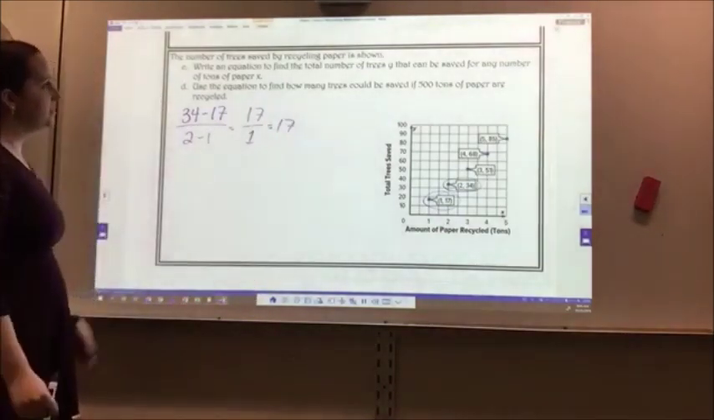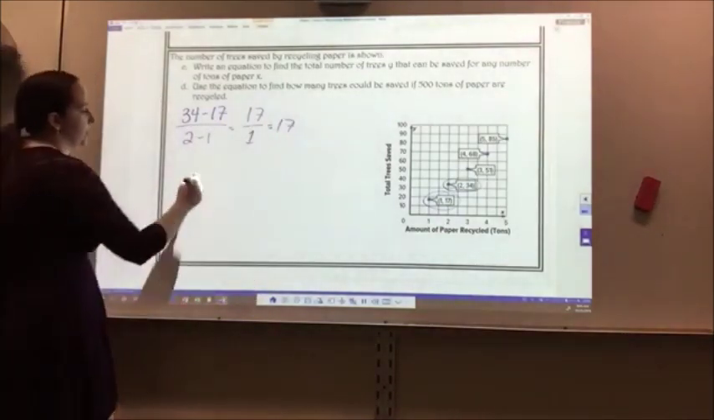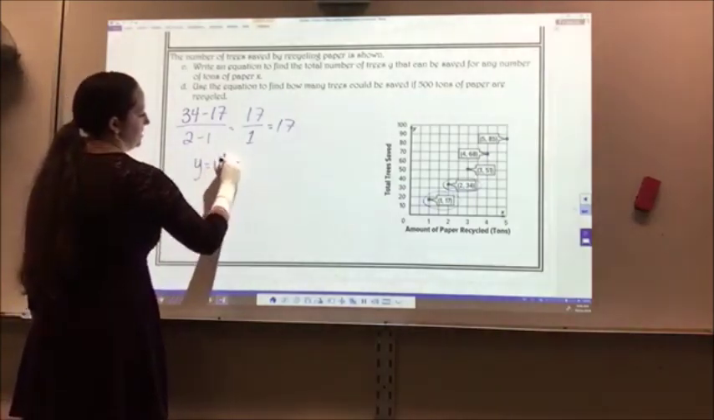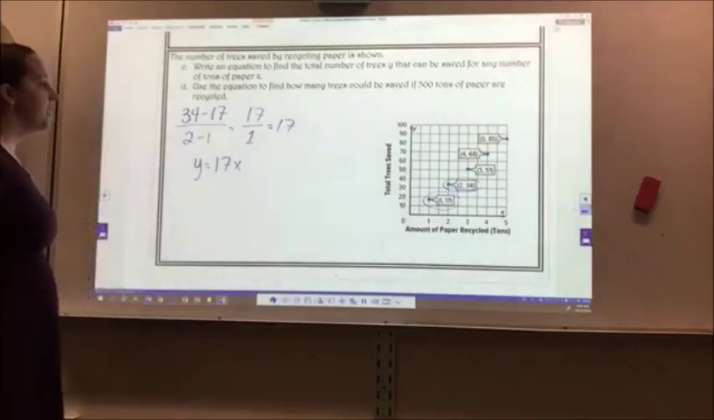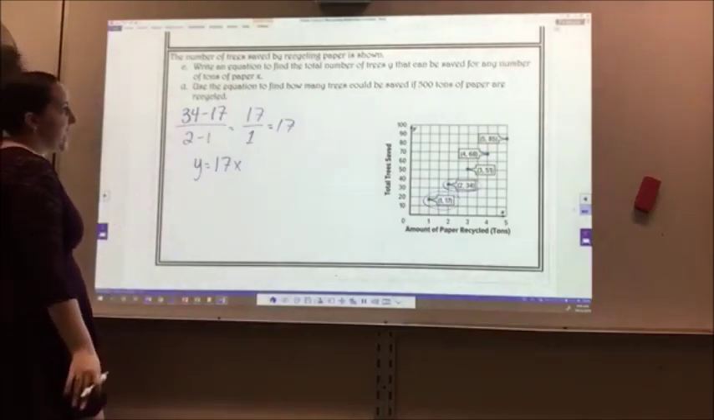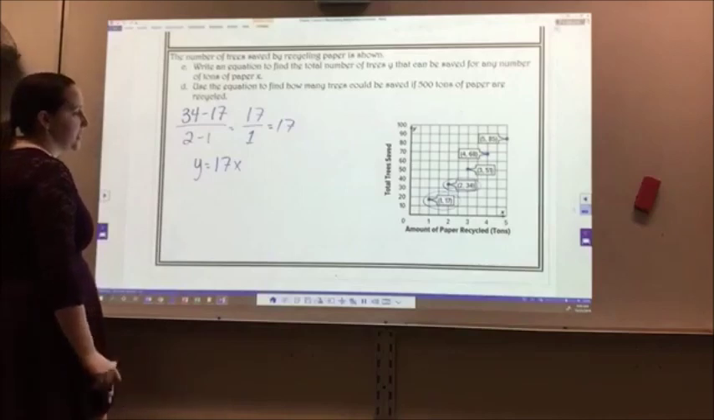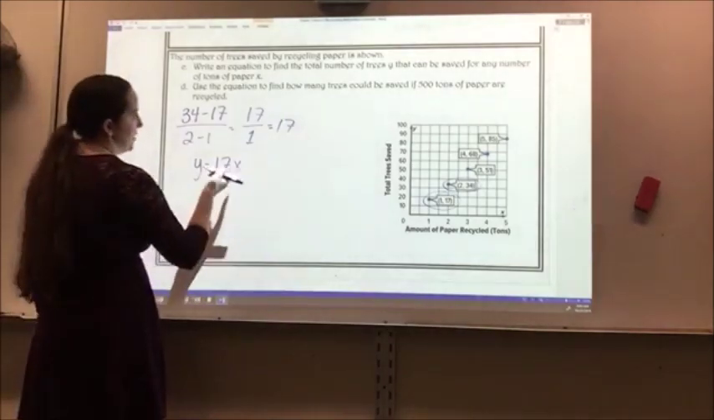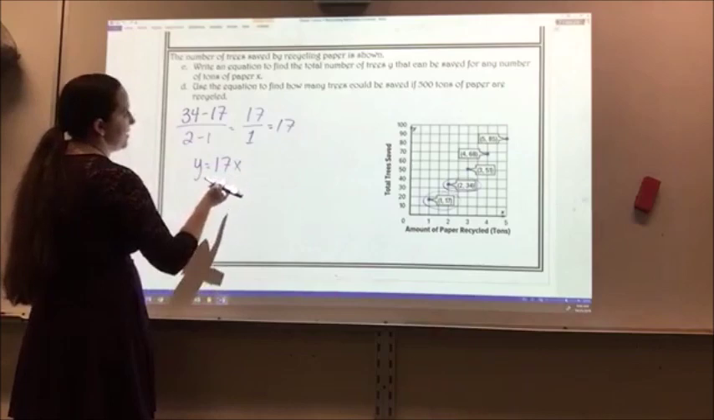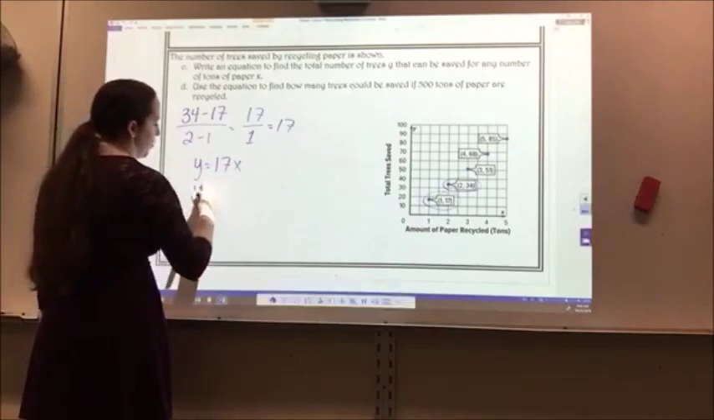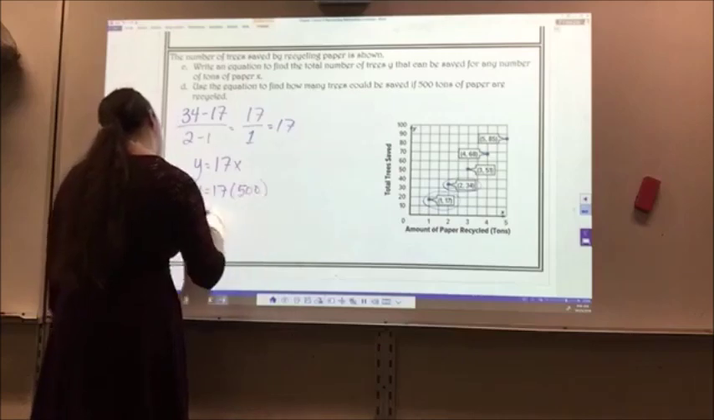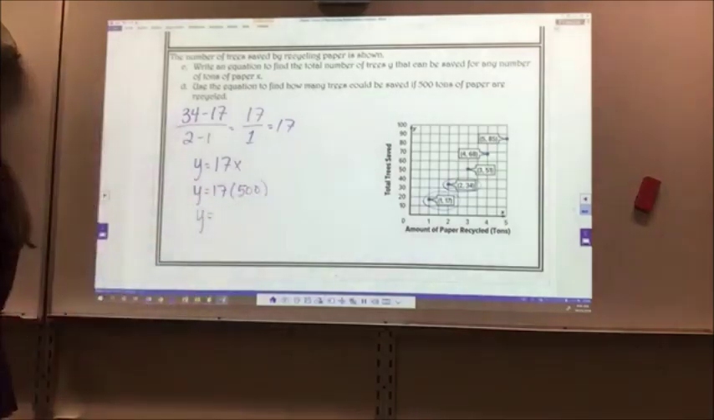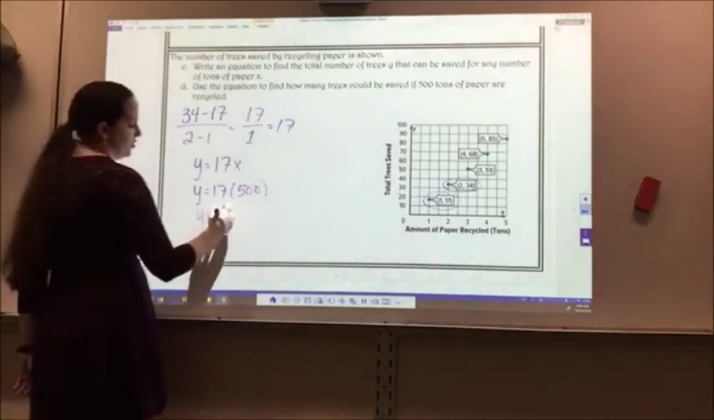So y is the total number of trees, y equals 17x, and then x is my paper. Then I'm going to use this equation to find 500 tons of paper. How many trees can I save? So x represents the tons of paper. So y equals 17 times 500. So y equals 8,500 trees.